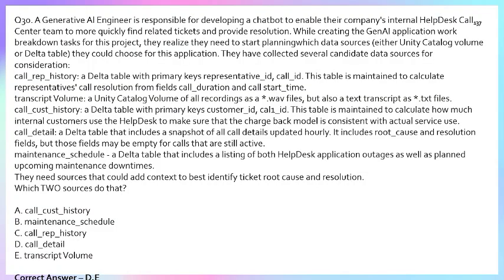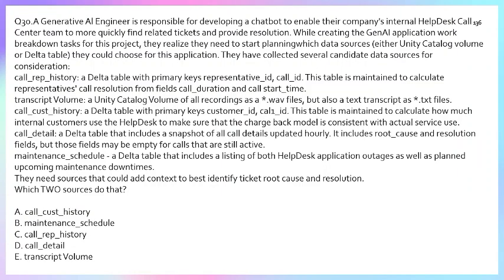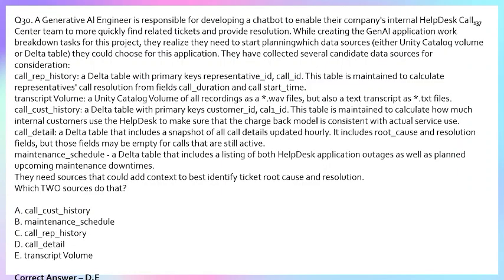So here we have the option of call cost history. In call cost history, we can see the Delta table calculates how much internal customers use the help desk and makes sure the charge-back model is consistent with actual service use. Option C is incorrect. Now option B, maintenance schedule. The maintenance schedule lists the help desk outages as well as planned upcoming maintenance time. So option B is also incorrect.